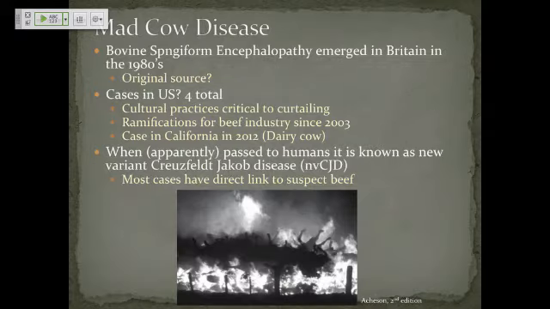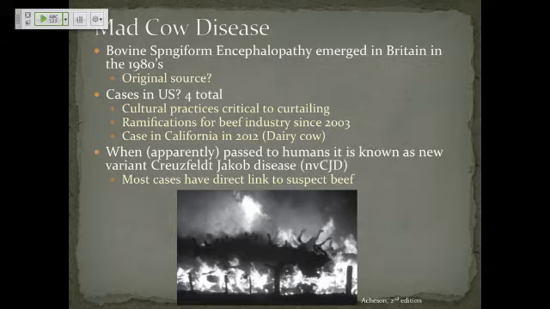So as I mentioned, mad cow disease, also known as bovine spongiform encephalopathy, BSE, emerged in Britain in the 1980s. Became a big issue in the 1980s. It's similar to what we just discussed in scrapie, in that you get the same symptoms of neurodegeneration. You get shaking, tremoring. Eventually, the cow's muscles seize up and they die.